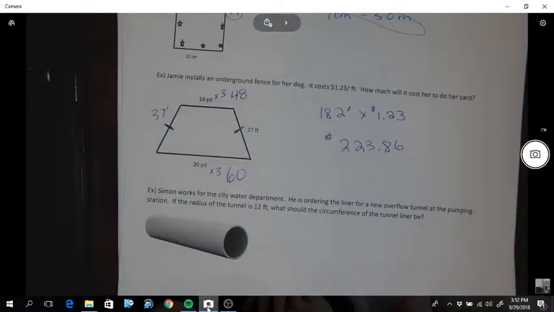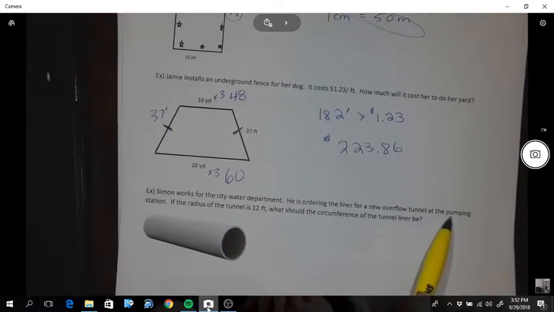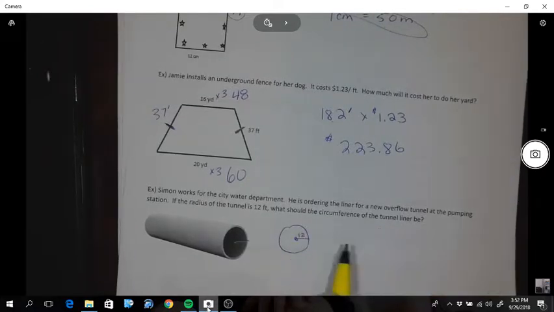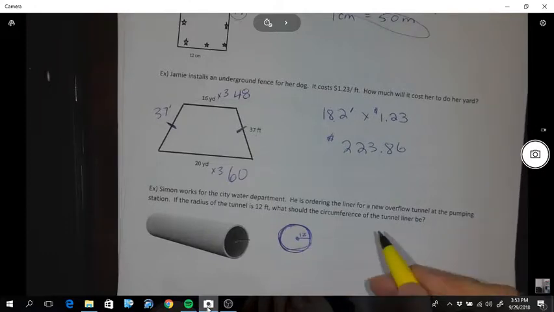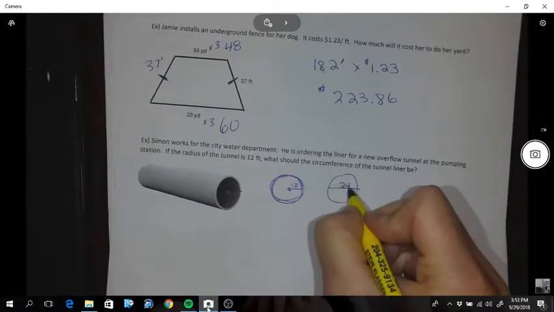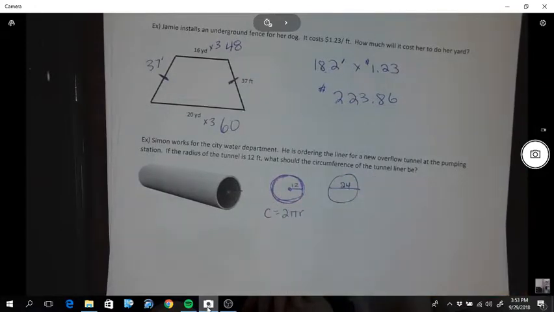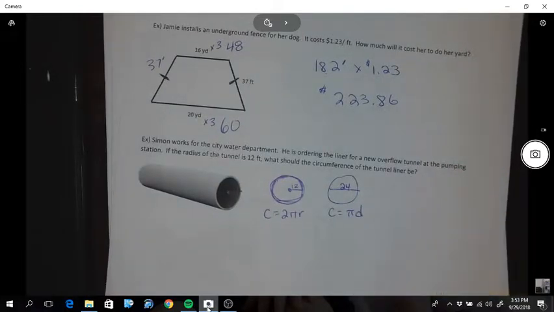Okay, next question. Simon is working for the city water department. He orders the liner for the new overflow tunnel at the piping station. If the radius of this tunnel, okay, so radius like that, is 12 feet, what should the circumference of the tunnel liner be? So now I want to know, what is the circumference all the way around? Okay, so if you want, you can say that your diameter is 24, or you could use that formula for 12, and you could use that formula for that one.